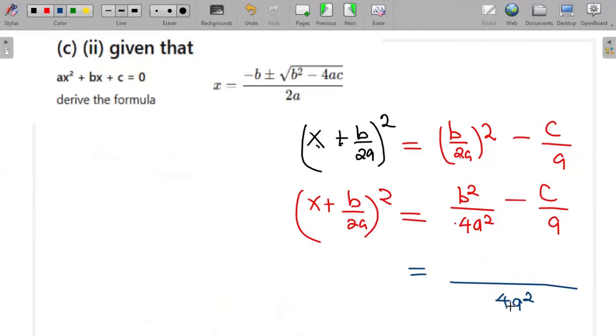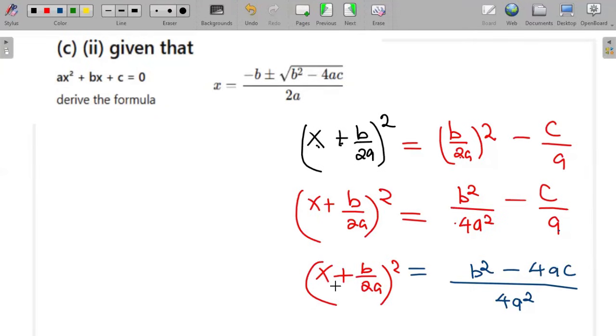So 4a squared into this 1 multiplied by this, I get b squared minus a into 4a squared, I get 4a. This 4a multiplied by the c, I get 4ac. Okay, so 4ac there. All right, and then on my left, I still have ax plus b over 2a, and then squared.